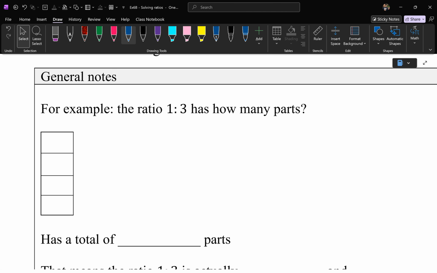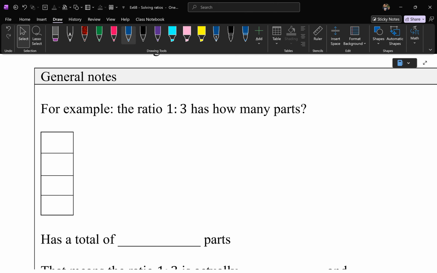This is the ratio, okay? So 1 to 3 could be anything. It could be, in terms of cooking, 1 cup of water to 3 cups sugar. It could be for every 1 male, there are 3 females. The ratio, we don't know what those quantities represent.